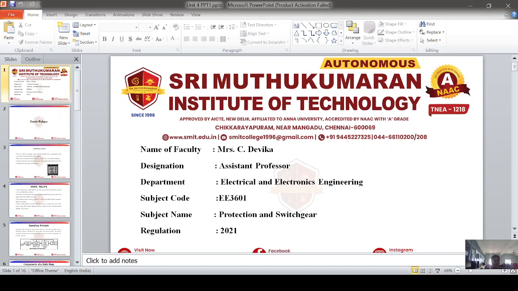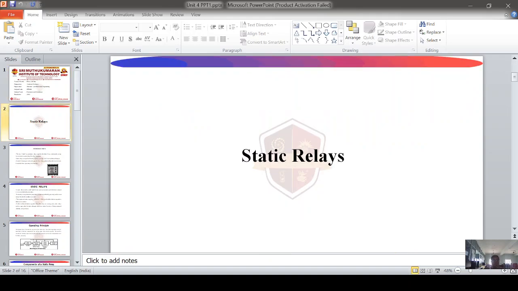Today, we have discussed the subject W3601 Protection and Switchgear for 2021 regulations. In this presentation, I introduce the topic static relays. It includes context for the presentation, power system protection. It also identifies the presenter and post information.